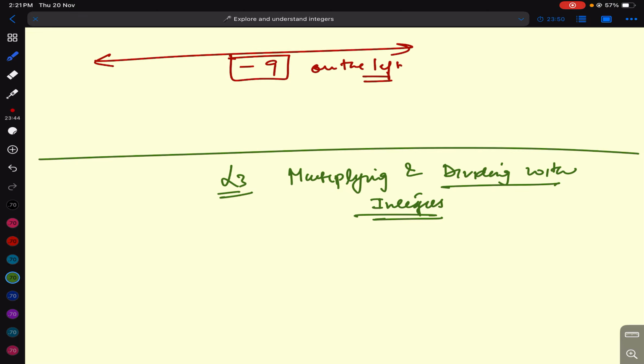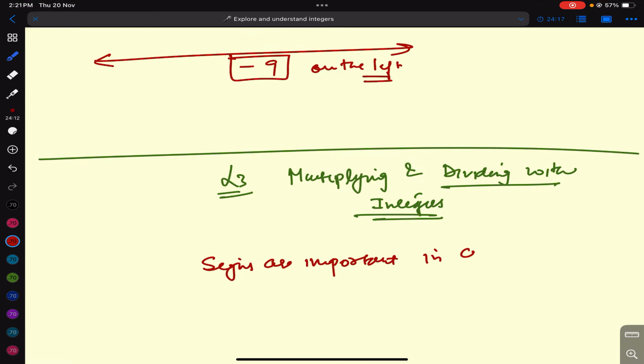Okay, so now what we have learned so far, that the signs are important, right? So when it is negative, that makes a difference. When it is positive, that still makes a difference, right? So signs definitely make sense and they are important, correct? The same thing applies when it is multiplication and division. Still signs matter. Okay, so signs are important in the case of multiplication and division, also like addition and subtraction.